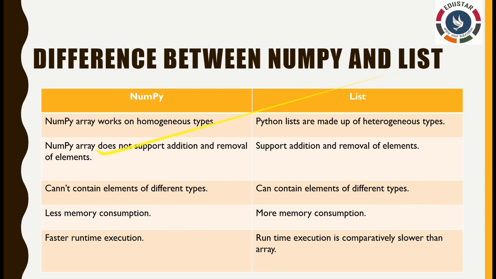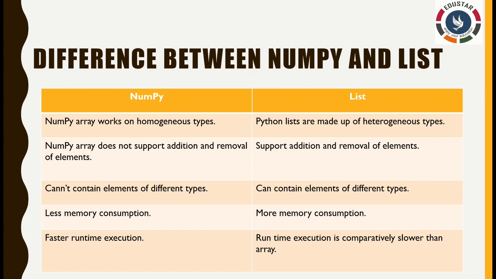So what do we mean by list? A Python list is made up of heterogeneous elements. That means we can declare different types of elements: numbers, strings, and floating point numbers also, we can use in a list.